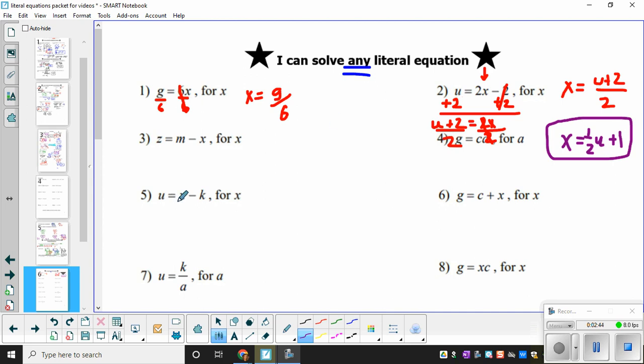All right, now we're on number 3. So we're going to solve this thing for x. Now right now we have z equals m minus x. So what I really want to just do is add x to both sides, because then now on this side I have that x plus z equals m. And if I want to solve it for x, now all I have to do is minus z and minus z. So z's cancel out, so m minus z is our final answer, whatever m minus z would be.